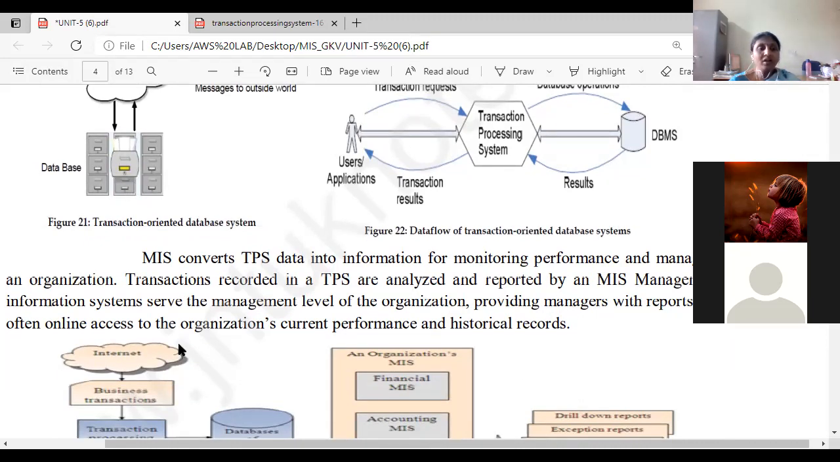They often give online access to the organization's current performance and historical reports. What types of reports are involved? We are providing online access to the current performance of the organization. If you want to know the current performance of your organization, we provide that online access to monitor it.